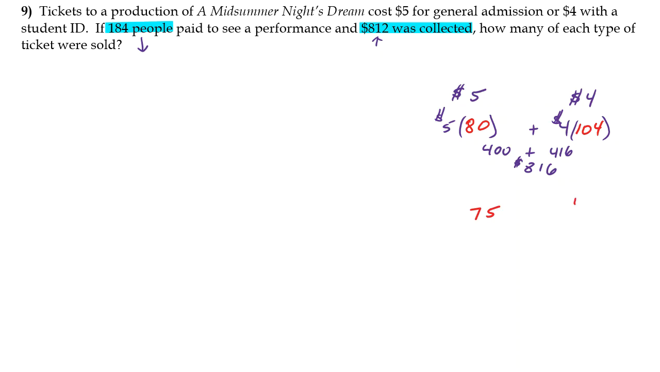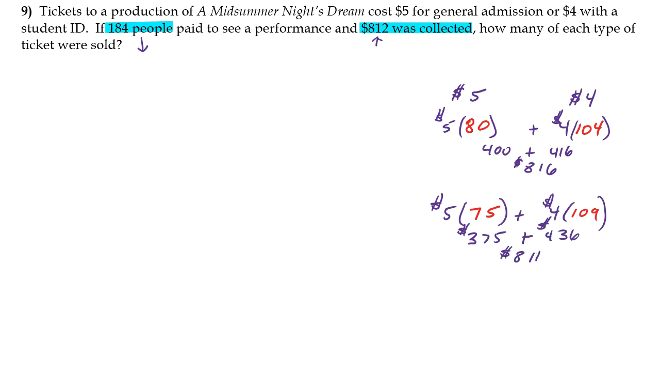Then this would have to be 184 minus those 75 people, which would be, what, 109. Okay, so we're going to take these 75 people and charge them $5, and then we're going to charge $4 for these, and let's see what that comes out to be. 5 times 75 is $375 from those, and then 400 plus 36, and when we add those together we get 811.